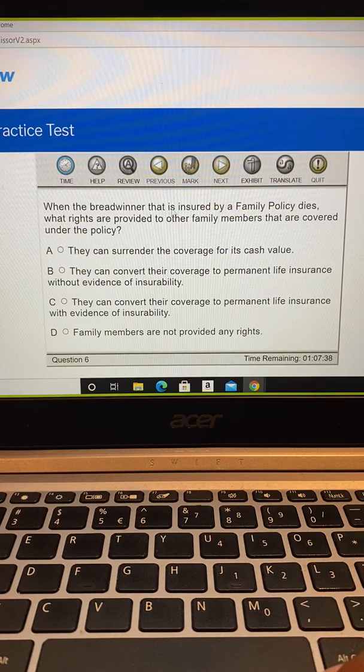When the breadwinner that is insured by a family policy dies, what rights are provided to other family members that are covered under the policy? B, they can convert that cover to permanent life without evidence of insurability.